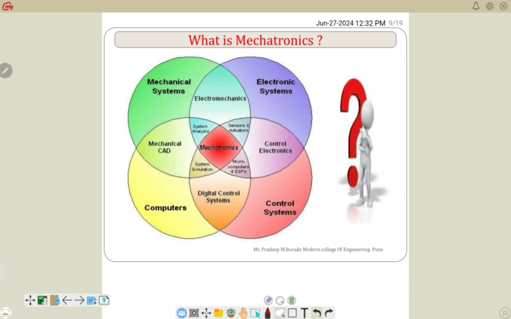Now, if you see the diagram, mechatronics is an integration of these various domains, that is mechanical system, electronic system, control electronics, control system, digital system, then computers, mechanical computer aided design, then system analysis, system simulation. So these are the various domains used in mechatronics, and it is an integration of all these domains.